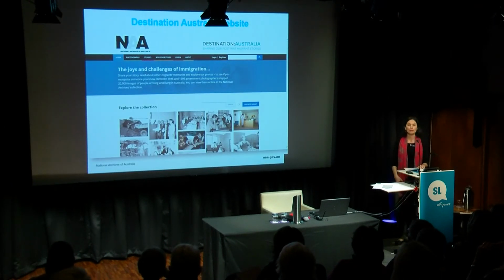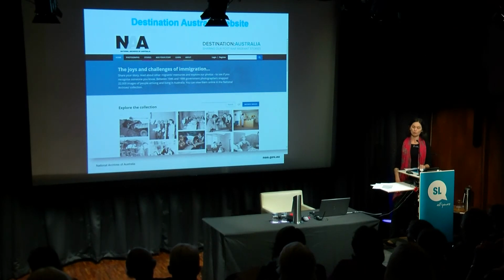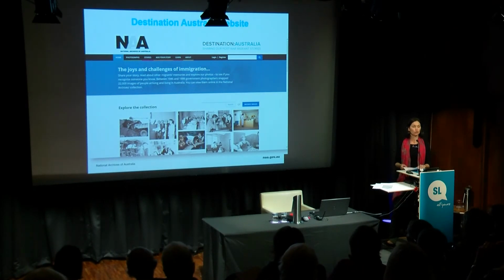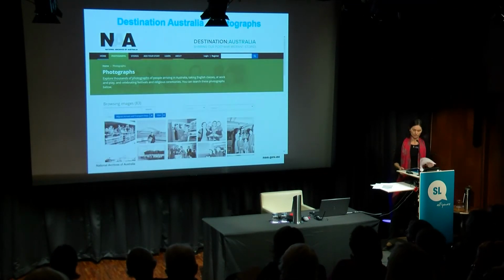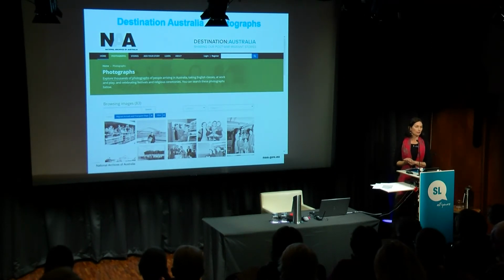Okay, so to conclude my segment, I will briefly take you through our Destination Australia website. The aim of Destination Australia is for people to be able to share their migration story. So Destination Australia includes thousands of photographs of people arriving in Australia, taking English classes, at work and at play, celebrating festivals and religious ceremonies. You can search these photographs by keyword, or there are many categories that you can also search under.